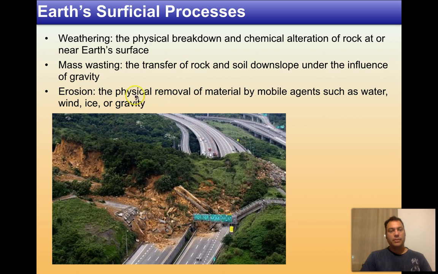Okay? And then, of course, erosion is the physical removal of material by mobile agents such as water, wind, ice, and gravity. And that erosion is that process we were showing actually in the first slide, where the Colorado River at the bottom of the Grand Canyon had all those wonderful sediments floating around in it.